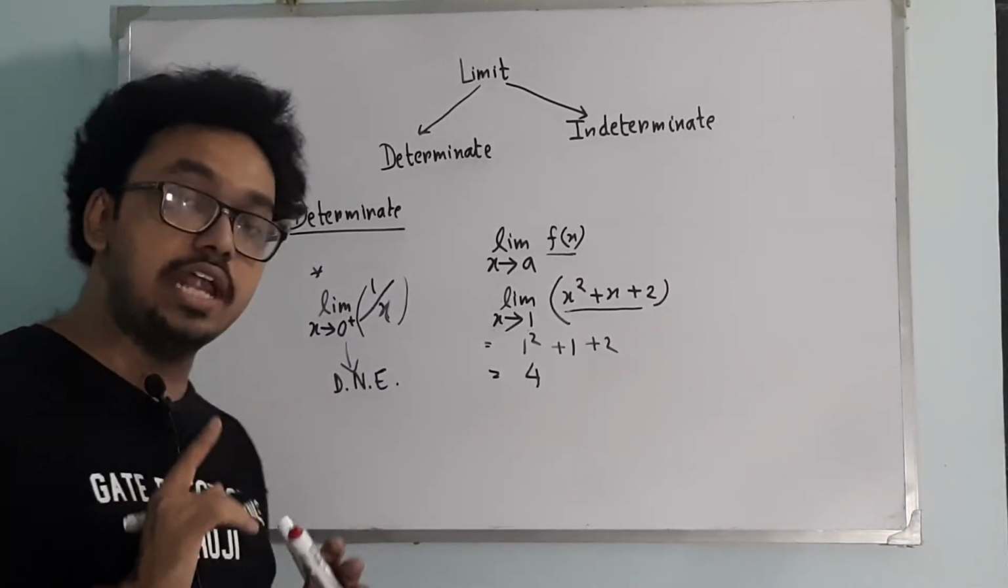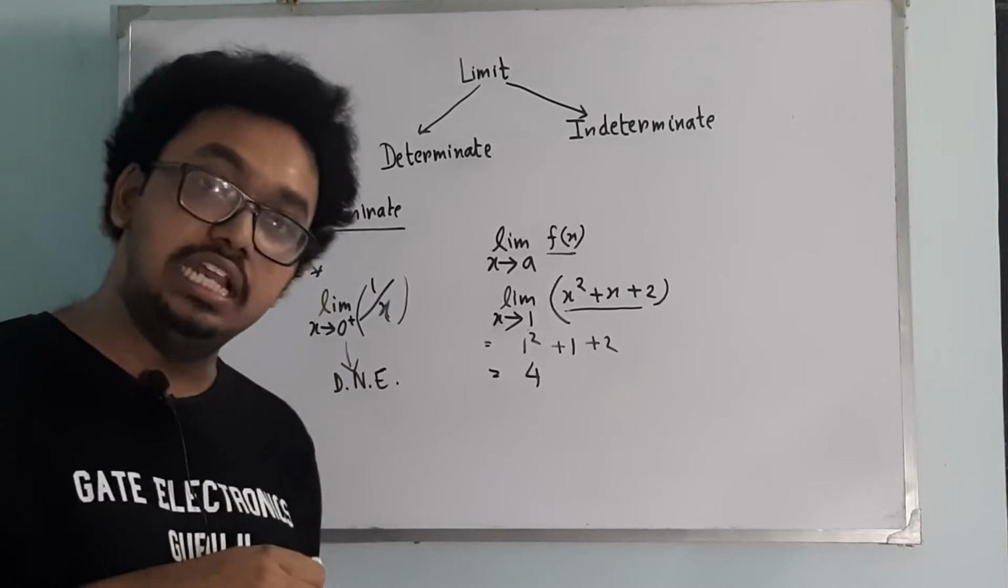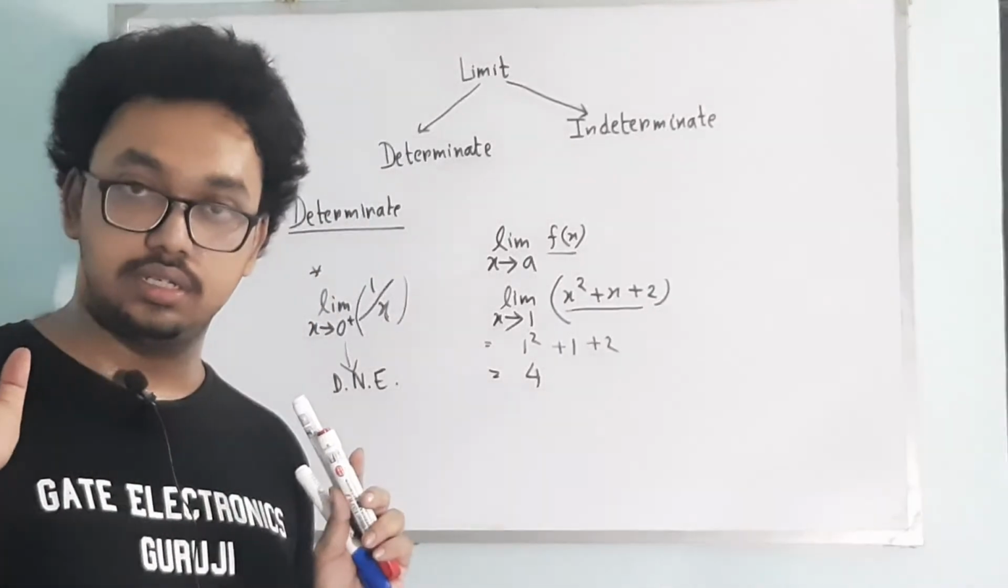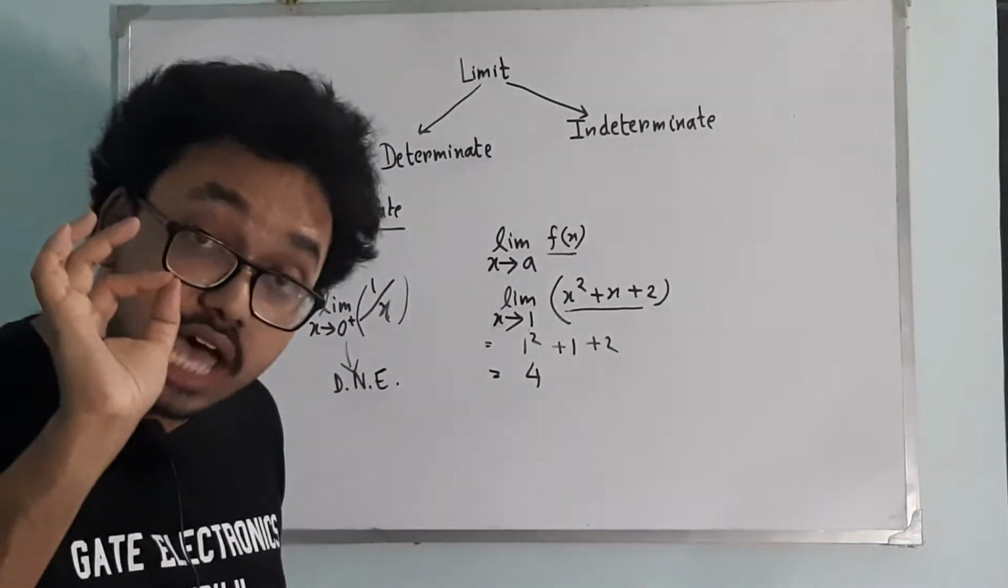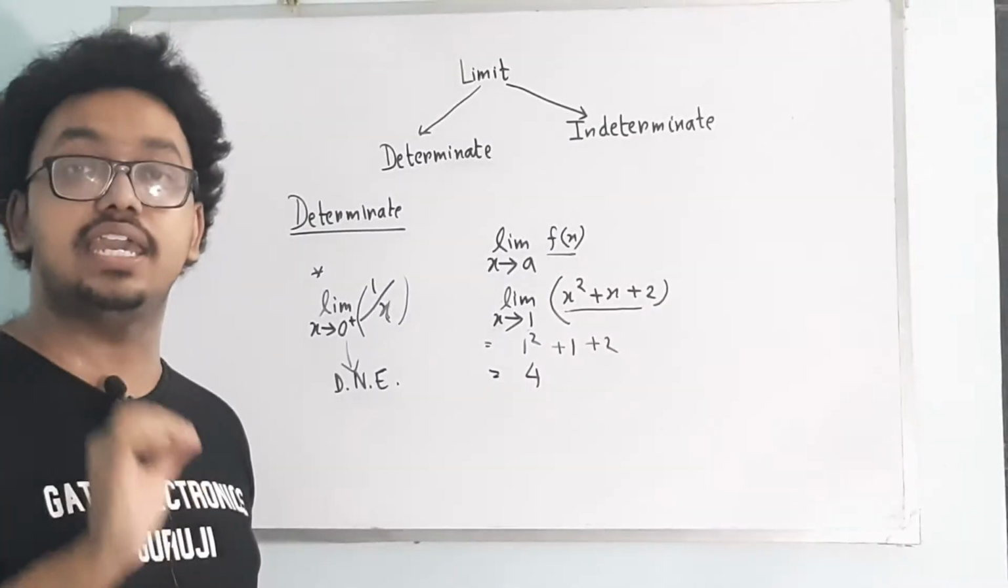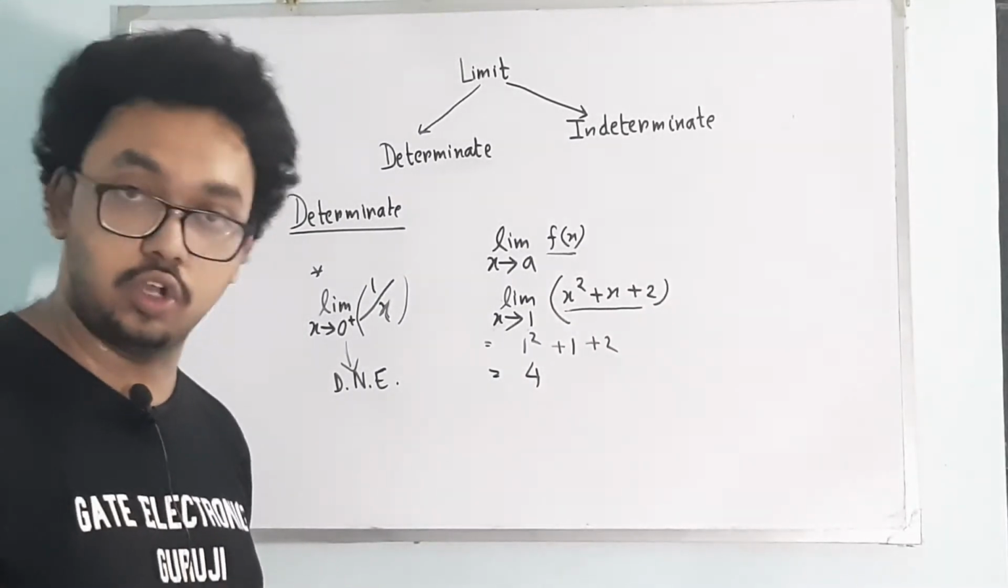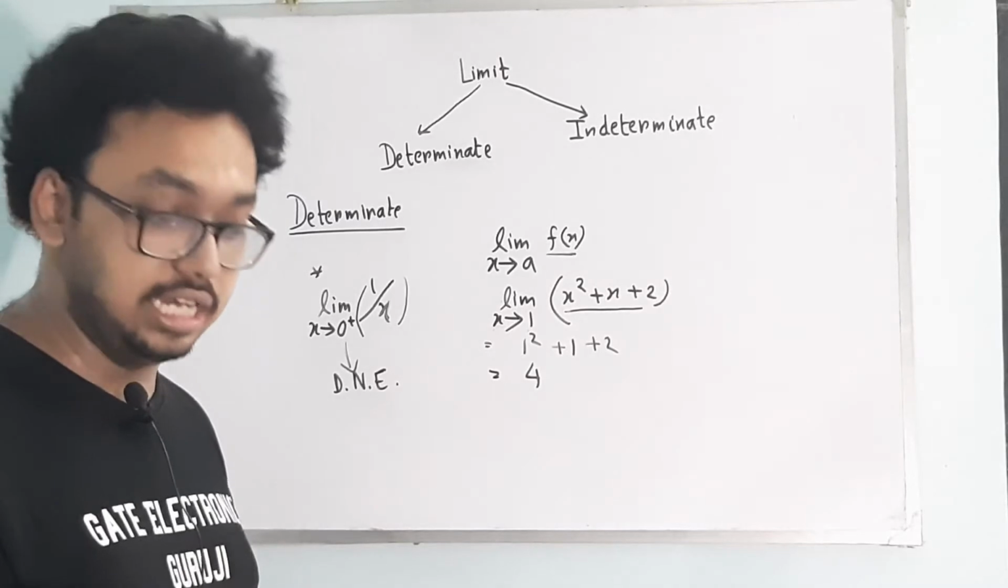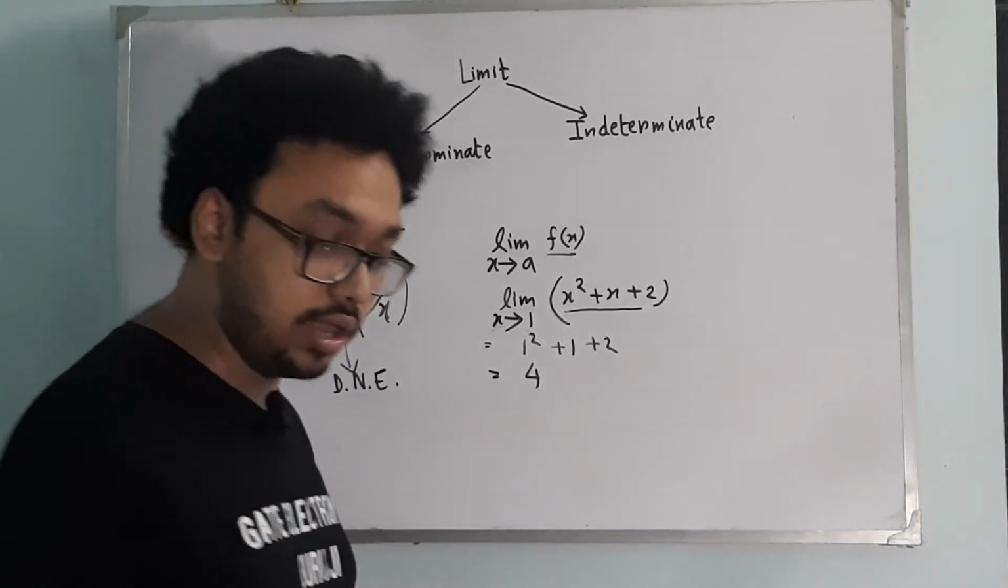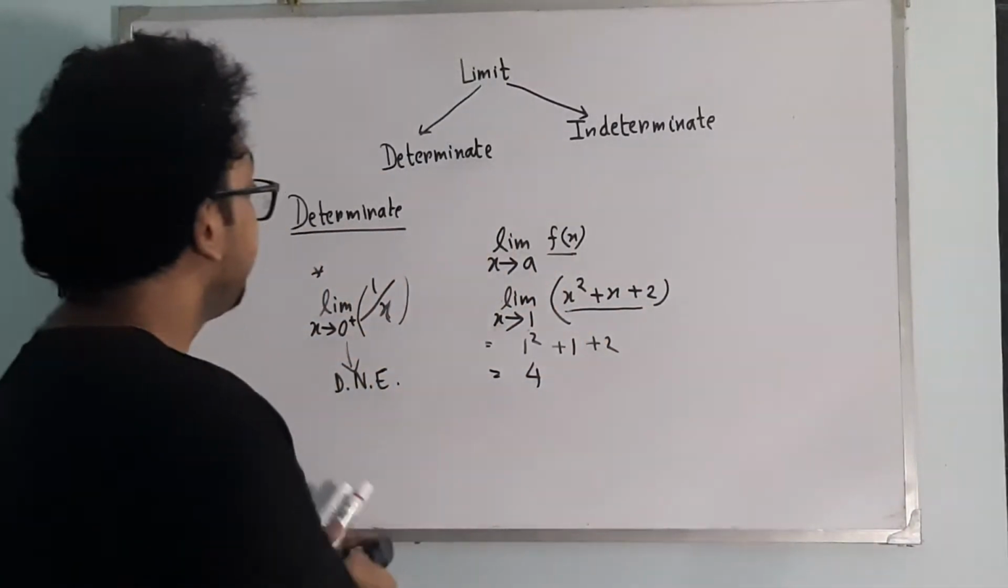So all I am trying to say is that in determinate form, the limit may or may not exist. But just by observing the function, you can directly say whether the limit is existing or not. So I hope that the concept is clear for determinate forms. Now I will move to indeterminate forms.